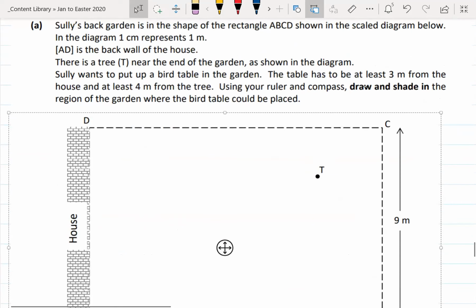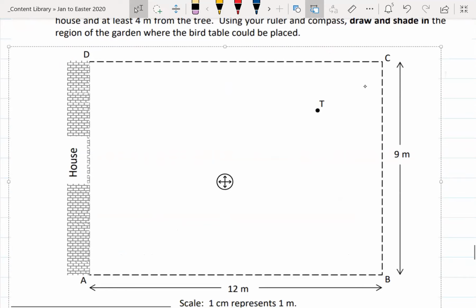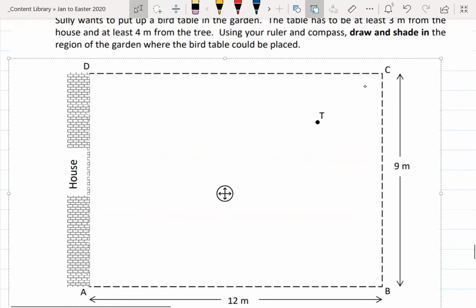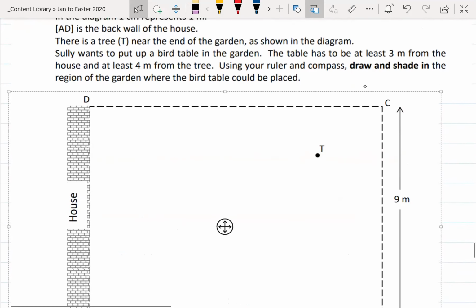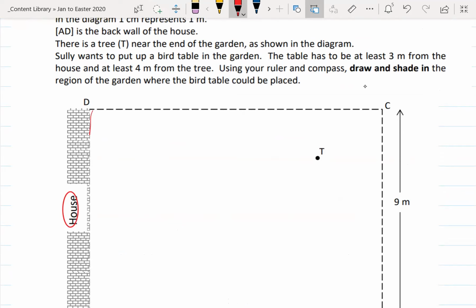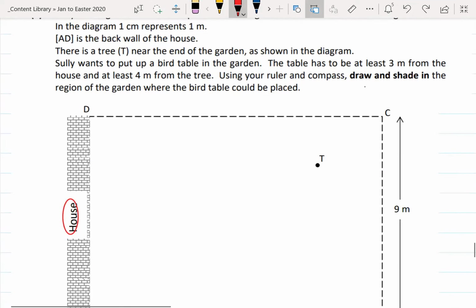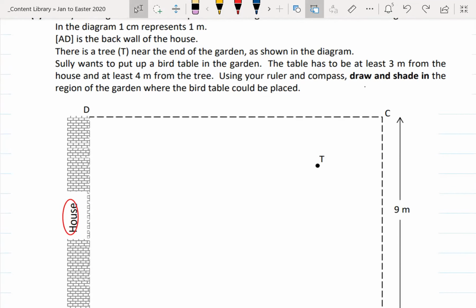In the diagram, 1 centimeter represents 1 meter. AD is the back wall. Where's AD? Oh yeah, AD is the back wall of the house. So here's the house, and here's the back wall. And there must be a door from the house into the garden here. There is a tree T near the end of the garden, so where T is.